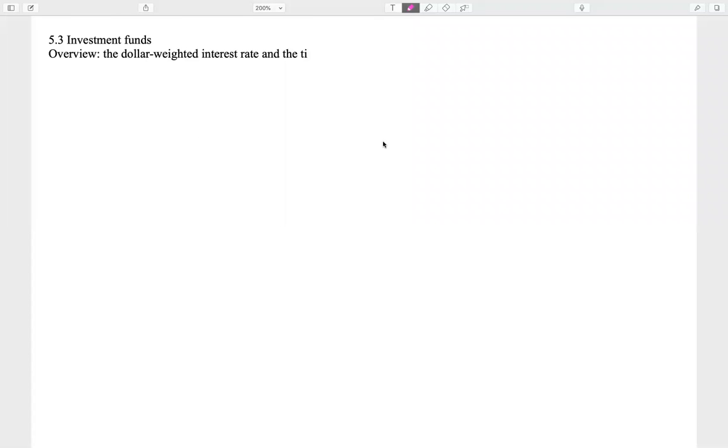Okay, let's continue to move on to a new section, 5.3. In this section, we study two important measurements on the performance. The first one is the so-called dollar valued interest rate, and the other one is time weighted interest rate. So here the goal is to evaluate the performance of an investment fund or a fund manager.